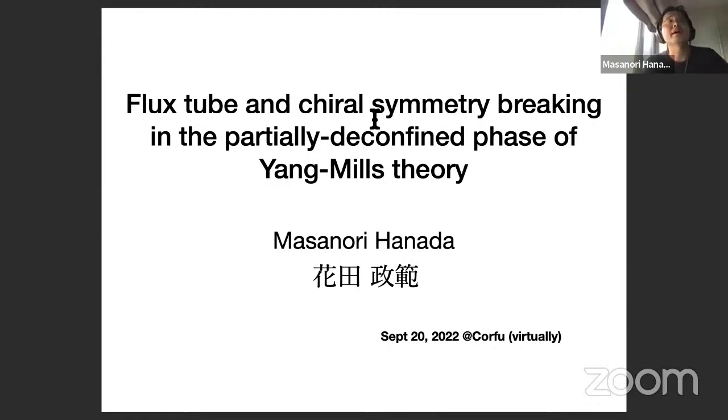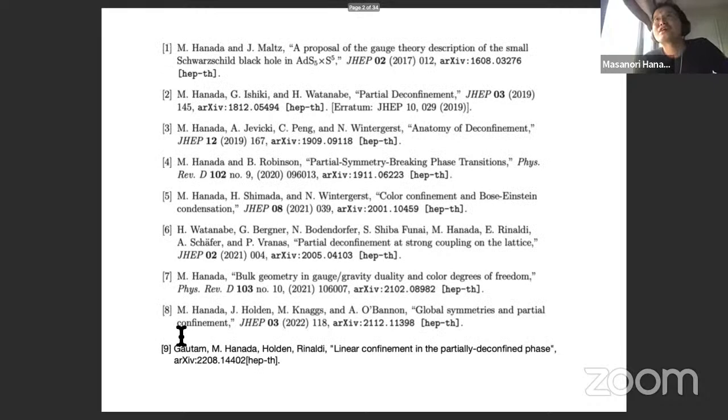Okay, thank you very much for the invitation. So this is the title of my talk. And this talk is based on a series of papers, actually many papers. And I want to talk about the last two papers which appeared recently. But for that, I have to introduce some notion, the partially deconfined phase, which is established in these papers.